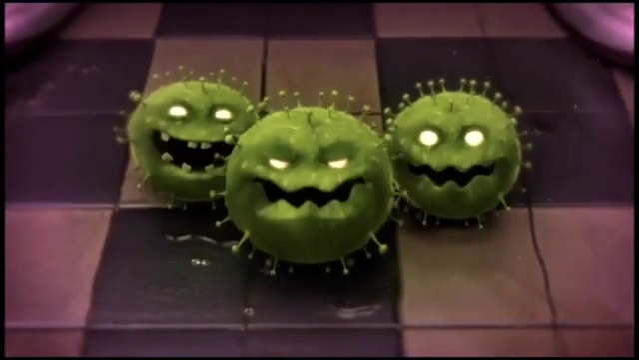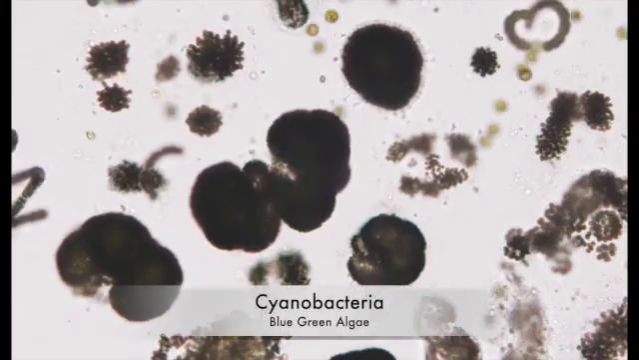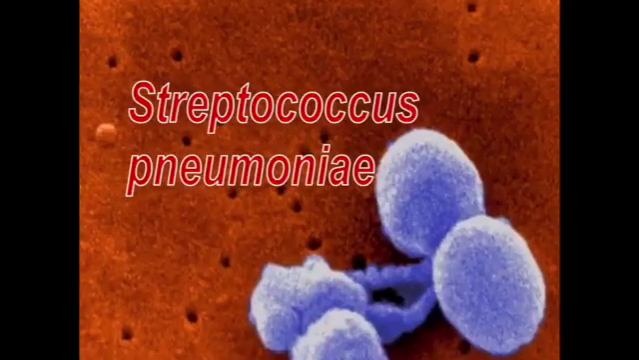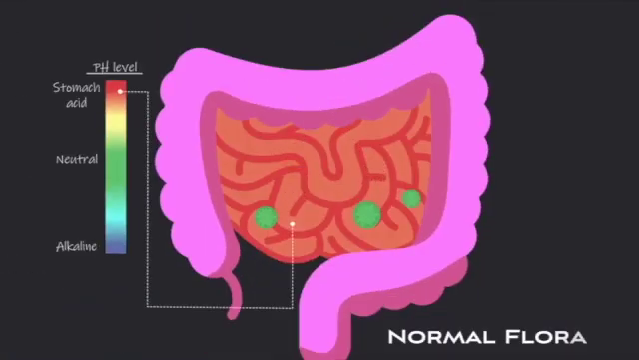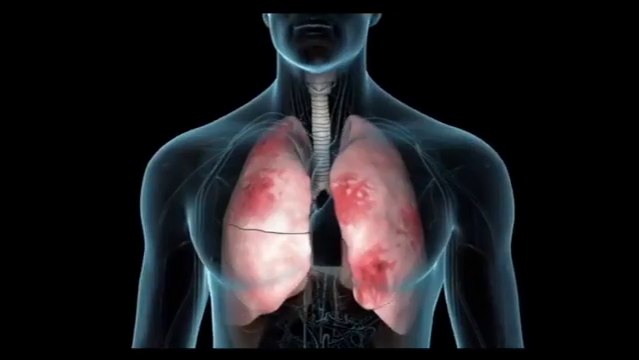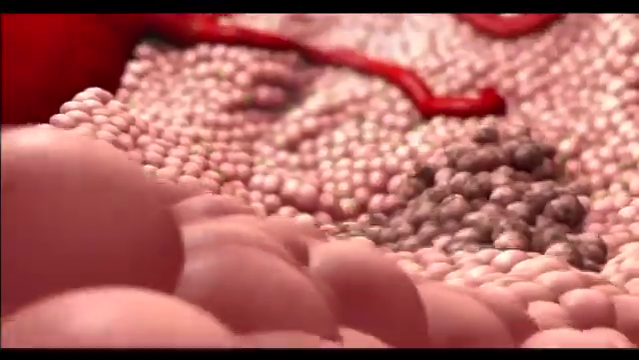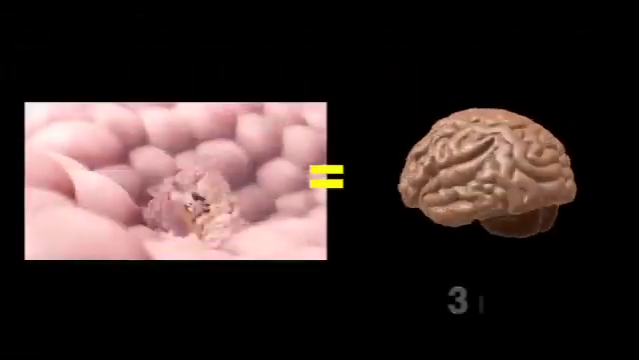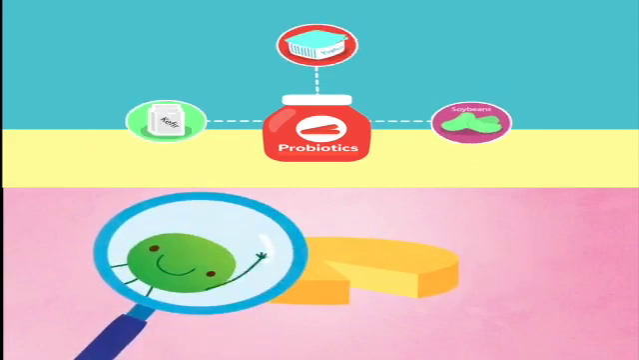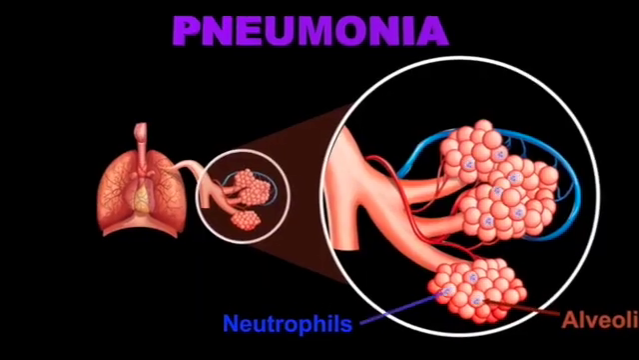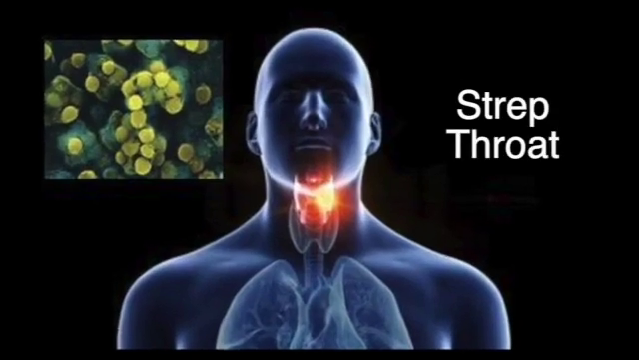Most bacteria don't bother humans. Here are some examples of bacteria. Some bacteria help us digest food. Actually, if we add up all the bacteria we have in and on us, they weigh about the same as our brain. Good bacteria help people make cheeses, yogurts, and probiotics. Bad bacteria cause diseases like TB, pneumonia, and strep throat.